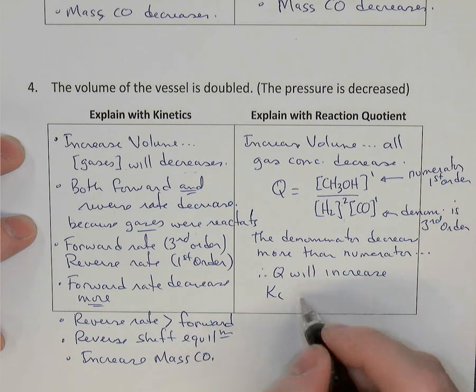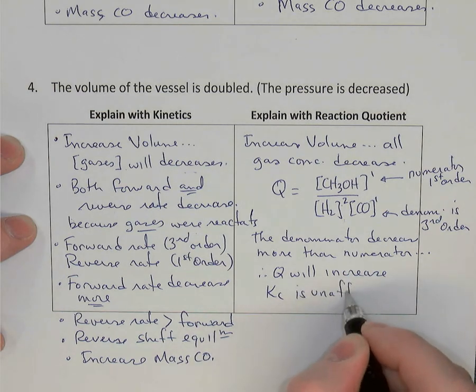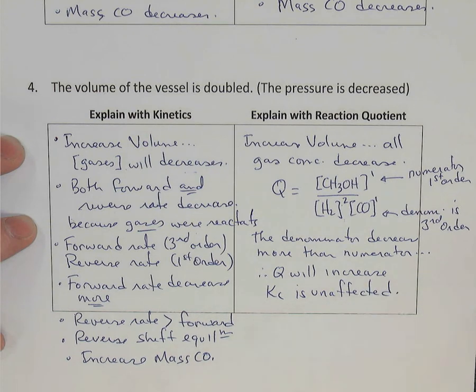Kc, because we didn't change any temperatures, Kc is unaffected. If Q has gotten bigger while Kc didn't change, then Q is going to be larger than Kc, which leads to a reverse shift, and the same answer that we had earlier is going to give me an increase in the mass of carbon monoxide.